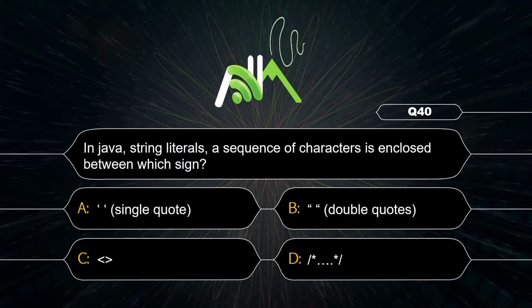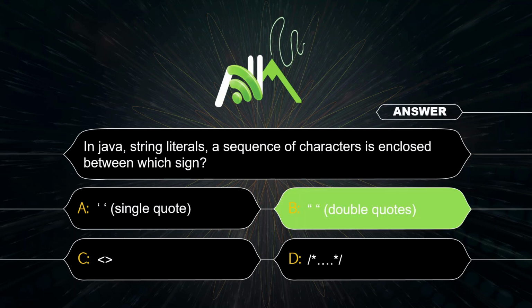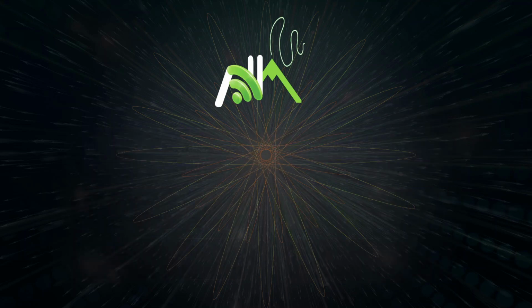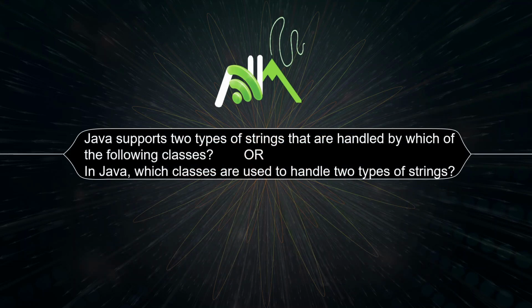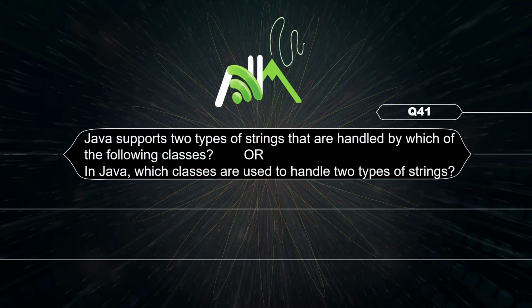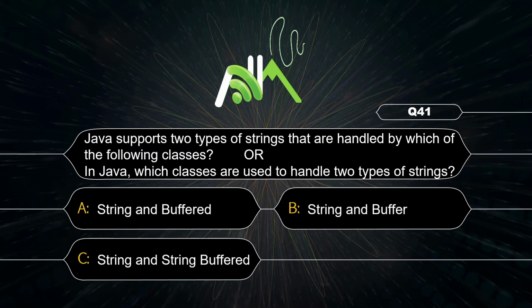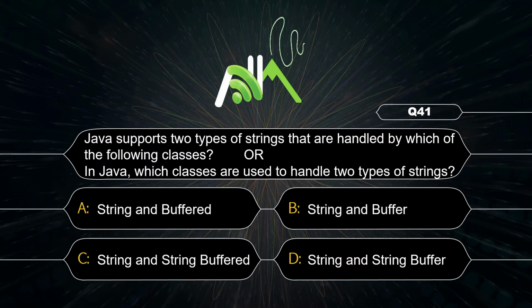A sequence of characters, that is a string literal, is enclosed between which sign? We know very well, the double quote sign. Option B is correct here. Very important question: Java supports two types of strings that are handled by which of the following classes? Here, the correct option is D, String and StringBuffer.